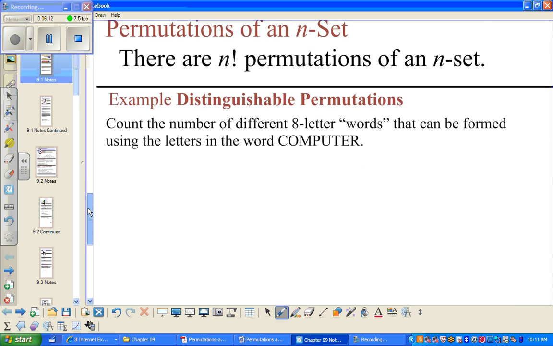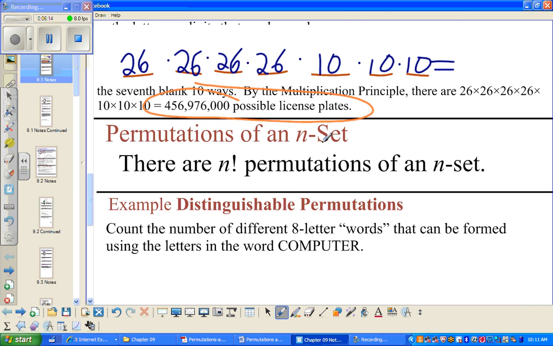Moving on here, permutations of an n set. Basically what that means is how many different ways are there to rearrange n number of options, or n number of things we're looking at. Like there would be 4, 5. That's the n we're talking about. How many different ways are there to rearrange n number of different things if you took all of them and the order did matter? Well, that would be n factorial.